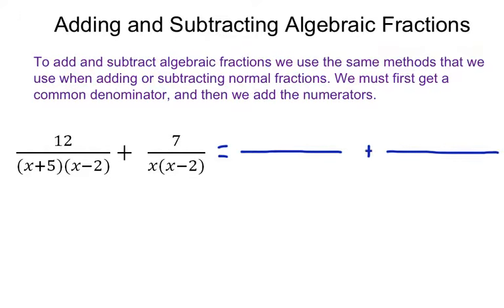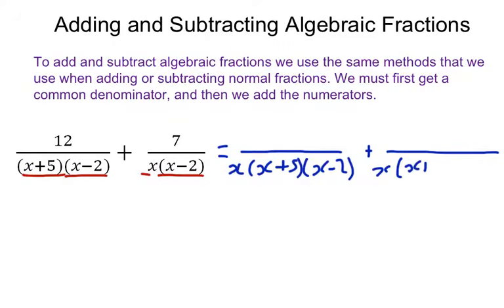And in this case, we notice that both fractions have x minus 2 on the bottom, so we don't need to combine that into them. But what we do need is to have the other two parts, the x plus 5 and the x, in both denominators. So our common denominator is x, x plus 5, x minus 2. And it's the same for the other one: x, x plus 5, x minus 2.